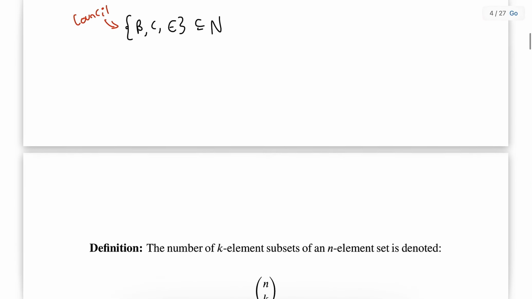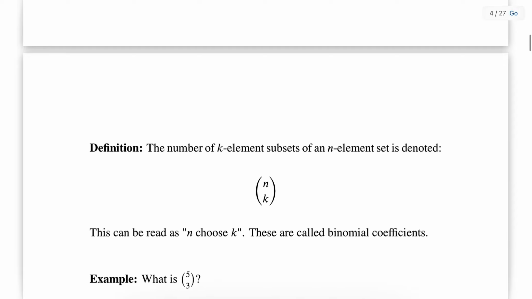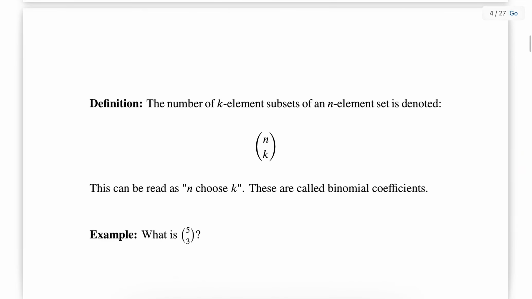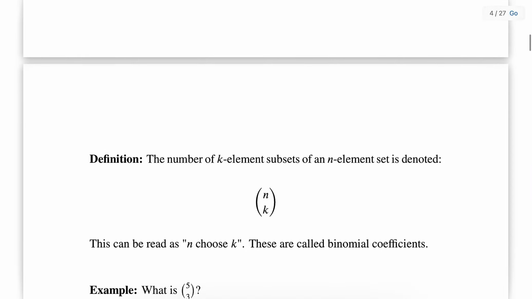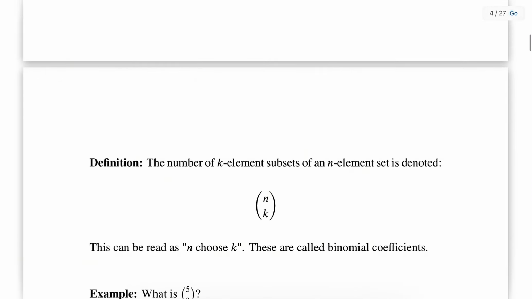Okay. So let's generalize this a little bit. We have this definition. The number of k-element subsets of an n-element set is denoted by this, which can be read as n choose k. And these are called binomial coefficients. Okay? So you have some set with n elements. You could imagine, let's just say it's the numbers up to n. Doesn't have to be. And you want to find some subset of it which has k elements. And you want to find the number of ways that you can do that.